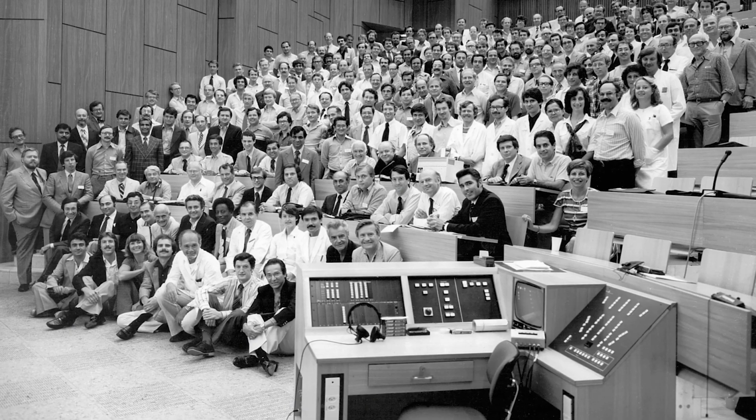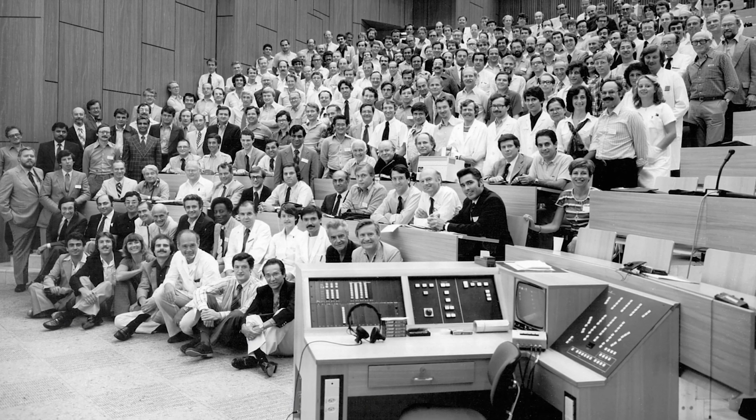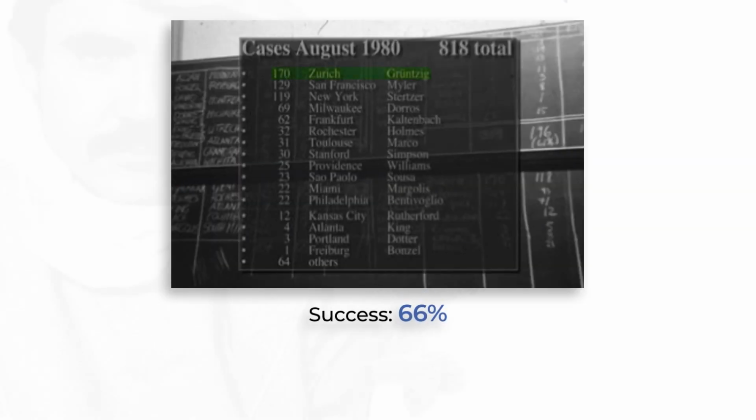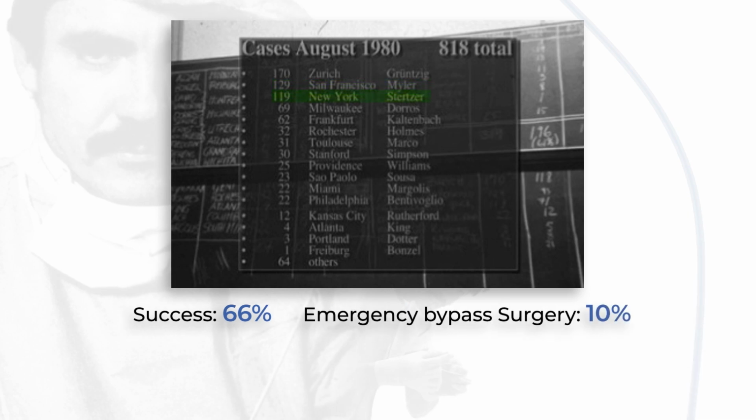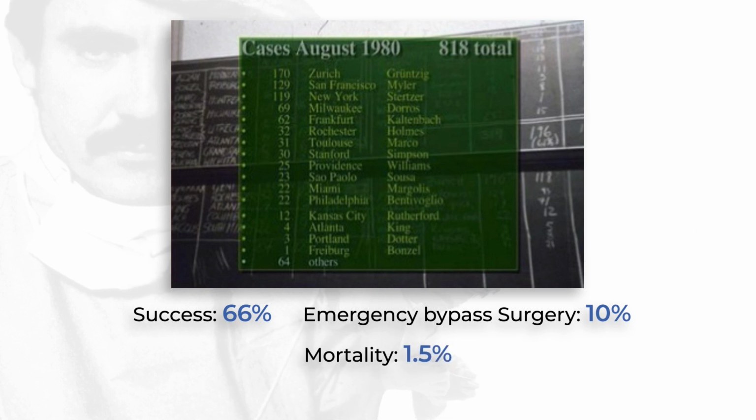In 1980, Andreas invited all the centers to share their results with honesty. The success rate was only 66%. 10% had acute occlusion requiring urgent coronary bypass surgery. 1.5% mortality. What should we do? How to improve this result? To share the failure with peers, to learn from each other seemed essential to him.